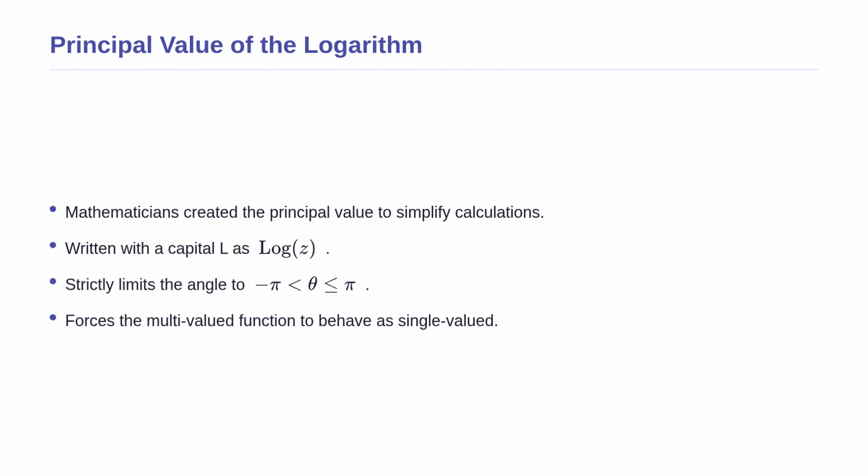By forbidding the addition of extra full circles, we force the multi-valued function to behave like a normal single-valued function. This is exactly like telling someone to only read the current time on the clock, rather than guessing how many days the clock has been running.